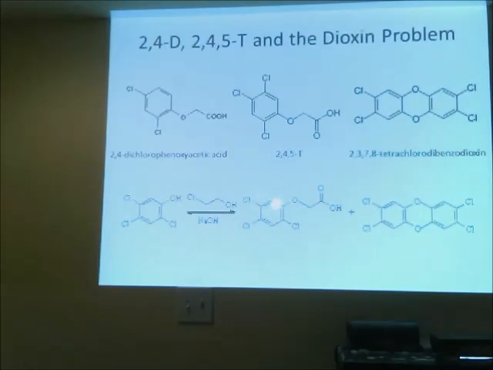But one of the other products that occurs, because instead of this reacting with this, it can also react with itself. So a molecule of this can react with another molecule of this, and then you produce small amounts of this compound. And this compound is called 2,3,7,8-tetrachlorodibenzodioxin, shown a little bit more prominently up here.